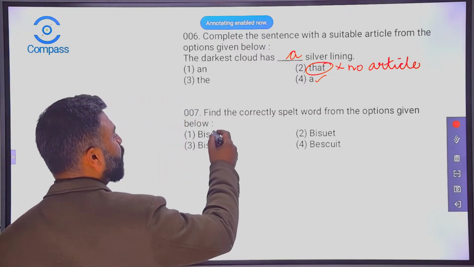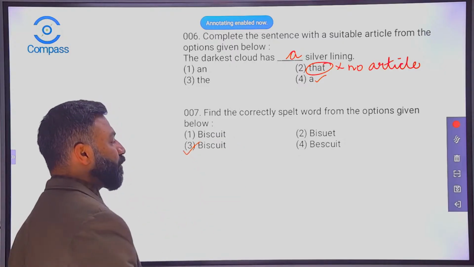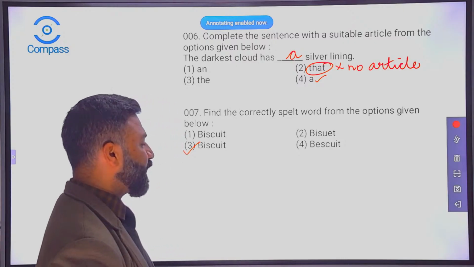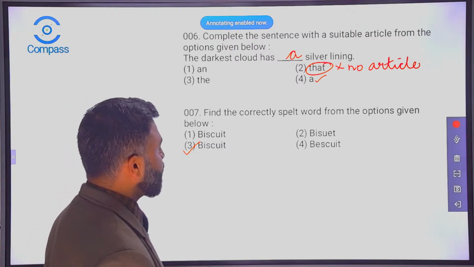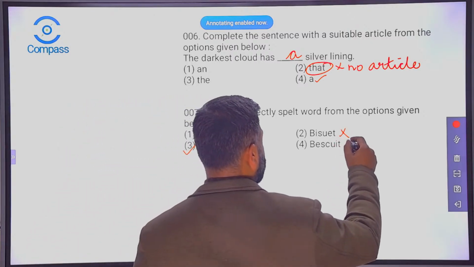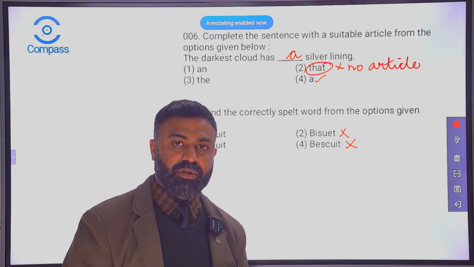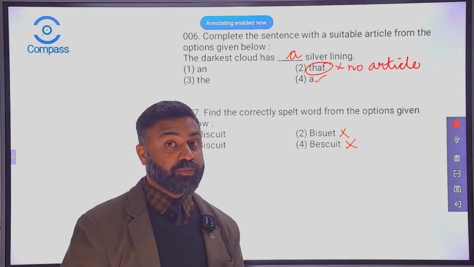So these two look same, so any one of it you can just put a tick mark. I'm going to put a tick mark on the third one, that is biscuit, right? That's the correct spelling. This is not. Let's put a cross here. Very confusing spellings also come in such kind of examinations, for which you should be well prepared.